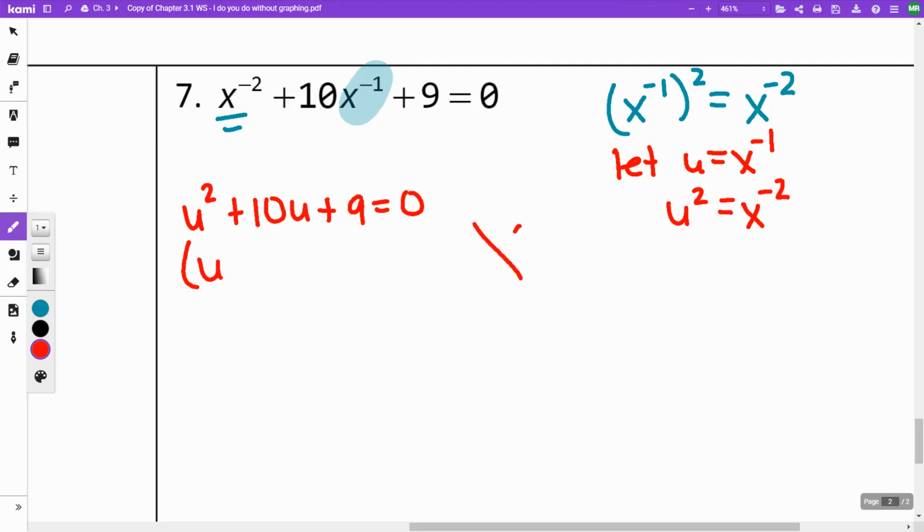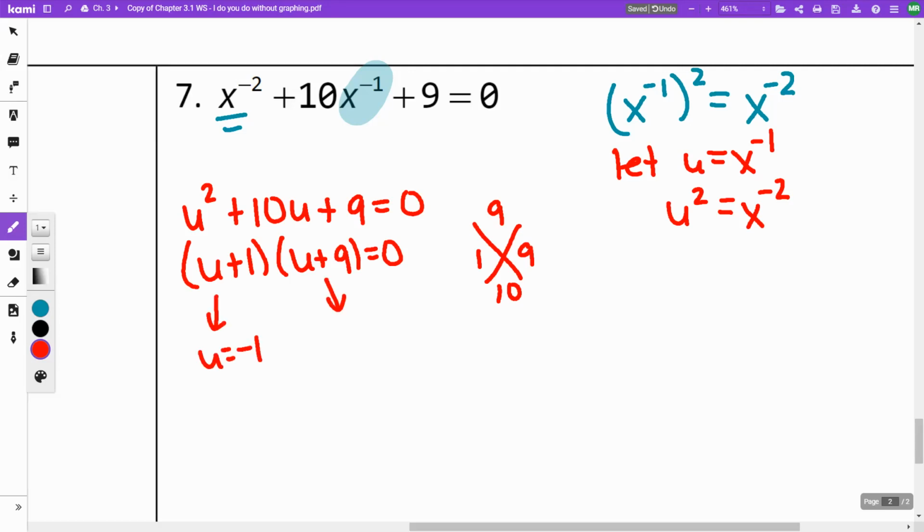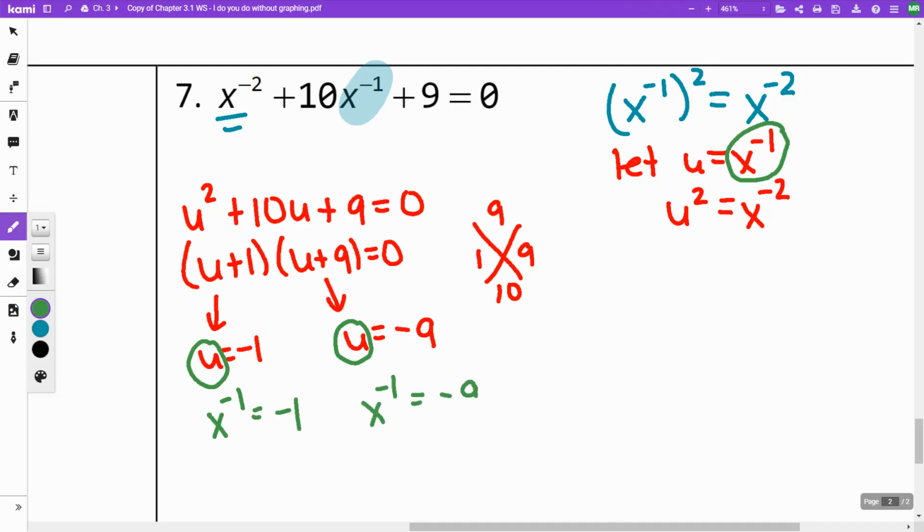I'm going to factor that. What multiplies to 9 and adds to 10, and that's going to be a 1 and a 9. So I'm going to get a u plus 1 and a u plus 9 equals 0. So I'm going to get a -1 as an answer, and I'm going to get a -9 as an answer. Now, remember, my answer was not having a u in it. It was an x to the negative first, so I'm going to take this and set it equal: x to the negative first is equal to a -1, and x to the negative first is equal to a -9.